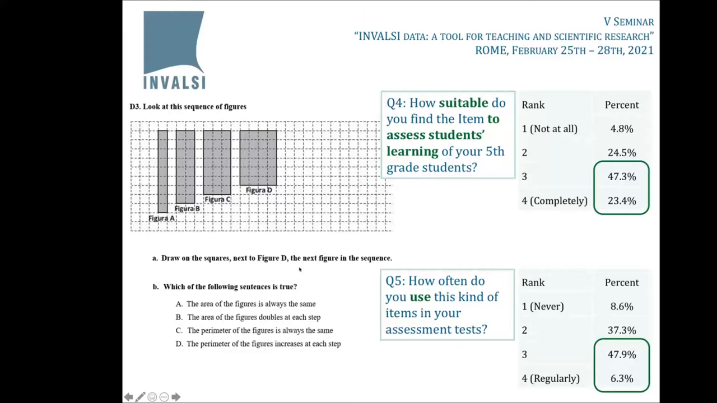Using Spearman's law, we also analyzed the correlation between these two questions, and the SPSS computation returns a significant correlation, which says that teachers state they use this kind of item consistently with how much they deem it suitable to assess students' learning. And on the other hand, as could be expected, there is a very good correlation between perceived suitability and declared use in the classroom.